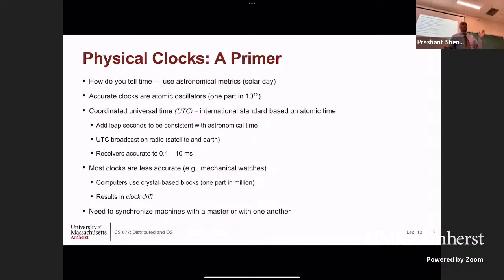There are other ways you broadcast now. You can use satellites to broadcast the time. Cell towers are broadcasting atomic clock values, and the atomic clocks are themselves broadcasting them. So if you listen to any of these broadcasts, you can figure out what the time is and then set the clock.